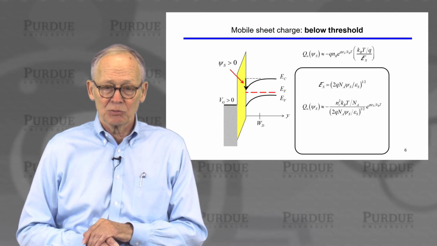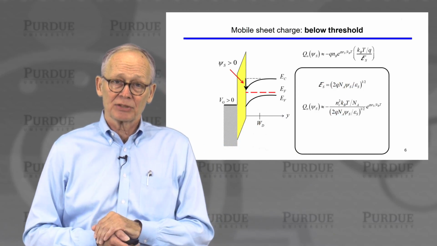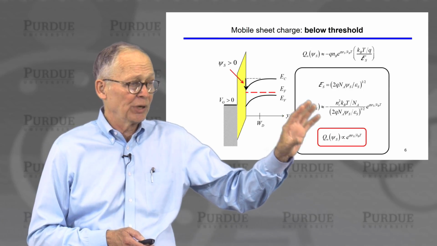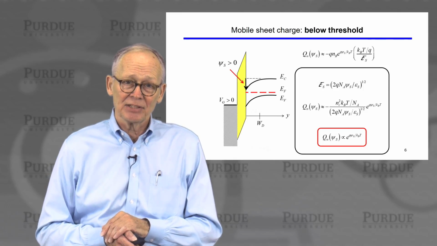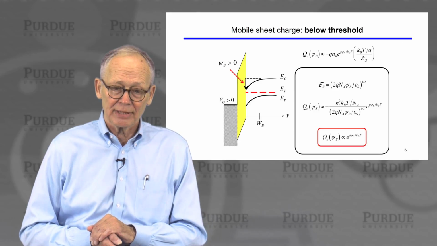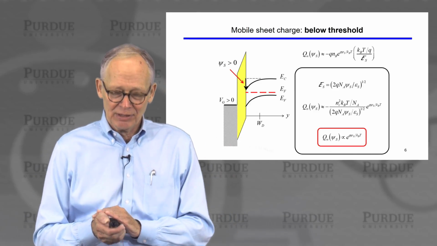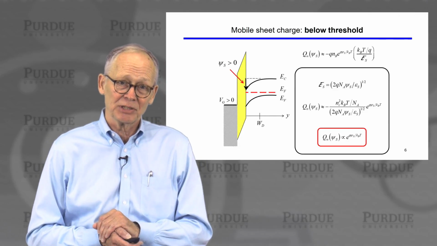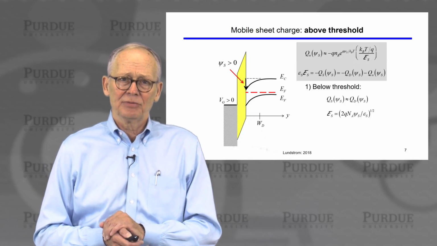So we have a simple expression for the electric field at the surface. Okay, so now it's a relatively simple matter. We can evaluate this expression. We get an expression for the mobile charge as a function of surface potential. And the important point to remember is that the mobile charge increases exponentially with surface potential below threshold. That probably could have been expected, because we know that the carrier concentration depends exponentially on the separation between the conduction band and the Fermi level. All right, now let's go above threshold.